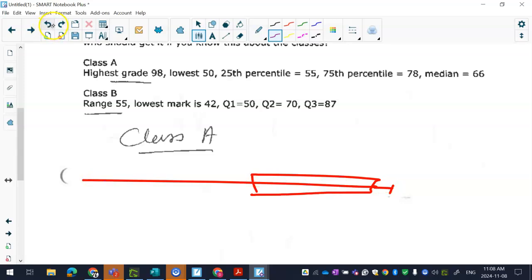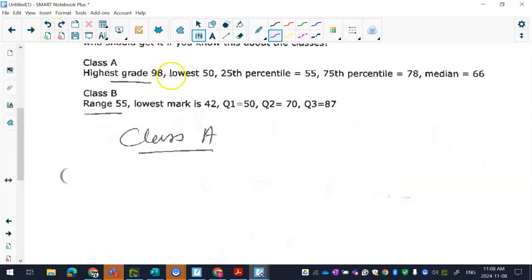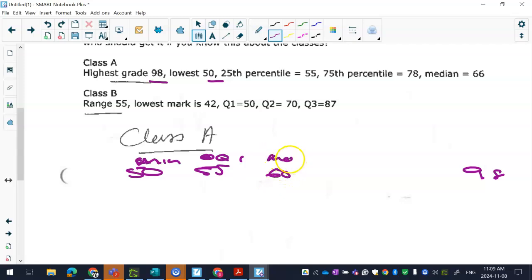If we were to draw this, class A and class B, class A has a 98. Oh, I forgot interquartile range, so I'll get to that in a second. 98 is the max. The low was 50, so here's 50 here. Q1 is 55. Min, Q1, median 66, which is somewhere around here. And then 78 is over here, which is Q3.